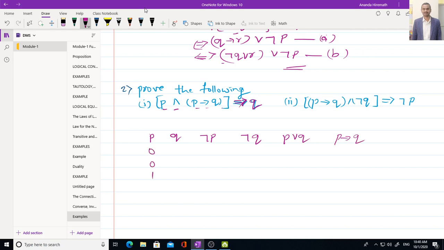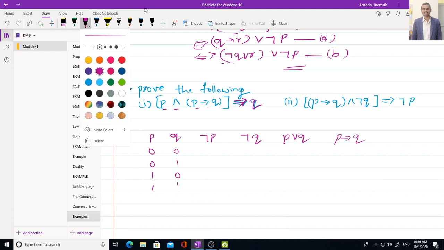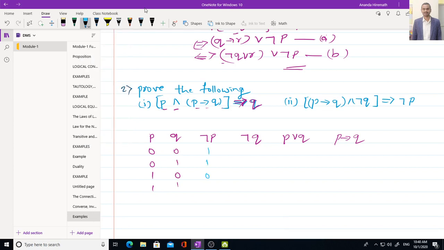So 0 0 1 1 0 1 0 1. Well, not P means negation of P. I should write 1 1 0 0. Now P or Q means whenever we have both zeros there should be 0. P or Q is 0 only when both are 0, remaining all 1. P conditional Q means if there is 1 0 then 0, otherwise 1 for all.